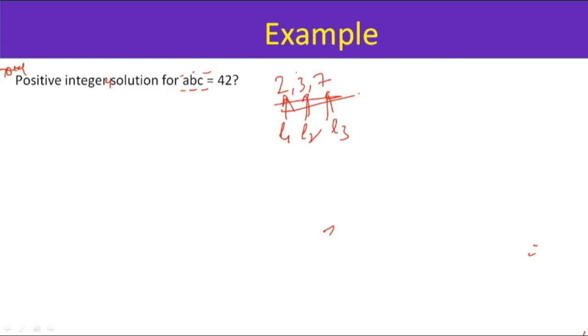Any place 2 can go to. Similarly 3, similarly 7. So for 2, I have 3 ways. For 3 also I have 3 ways. For 7 also I have 3 ways. Now in whatever ways they go, the other remaining ones can be 1, 1. And that becomes my total combinations, the total integral solutions, which is 27.